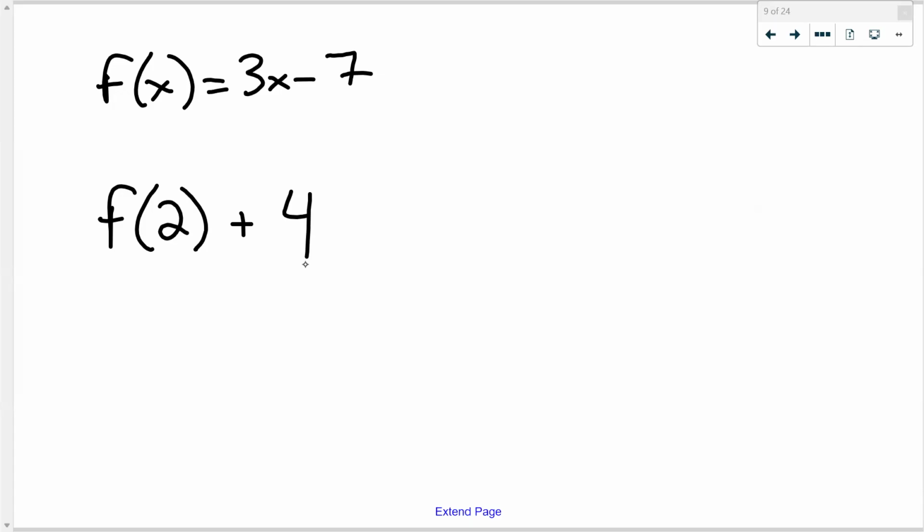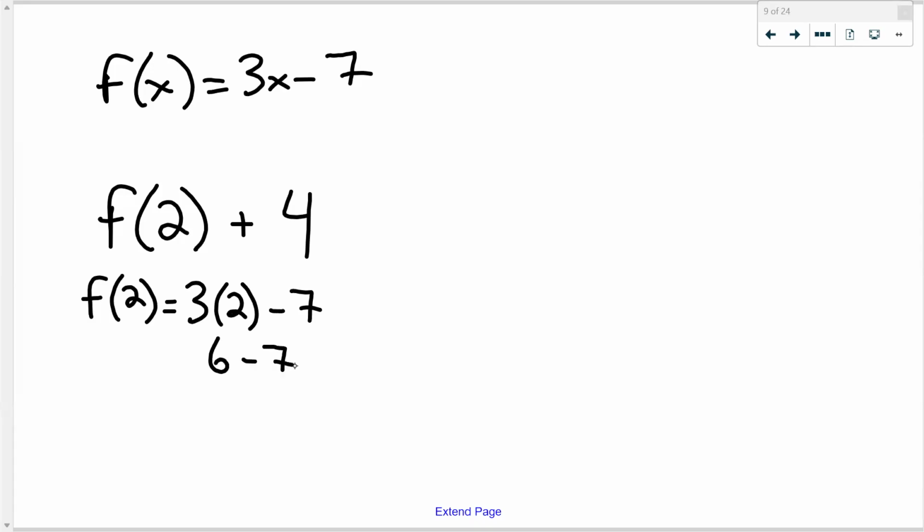So I'm going to take f of 2, which is going to be 3 times 2 minus 7. So 3 times 2 is 6. 6 minus 7, we get -1. Here's f of 2. Now, what does it tell me to do to f of 2? It tells me to add 4. So now I'm going to write plus 4. So my answer is 3. So I took the function that I found f of 2, I got an answer, and then I added 4 and gave me a 3.